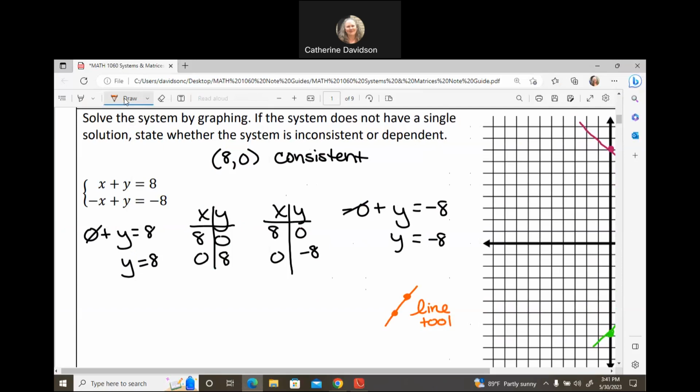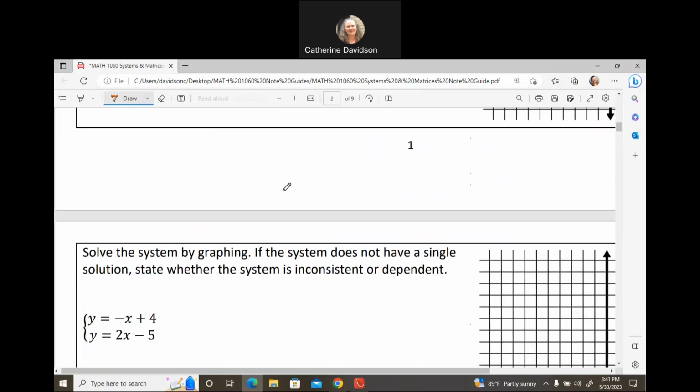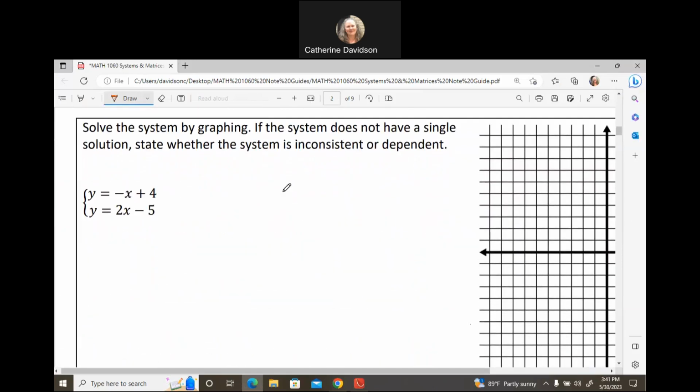If you're having trouble graphing in MyMathLab, send me an email real quick and I can just do a really quick video and show you how to graph if you've not done it before. Okay, but if you were at Northwestern, you should know how to do it already, but it's all right if you forgot. So let's do this one.